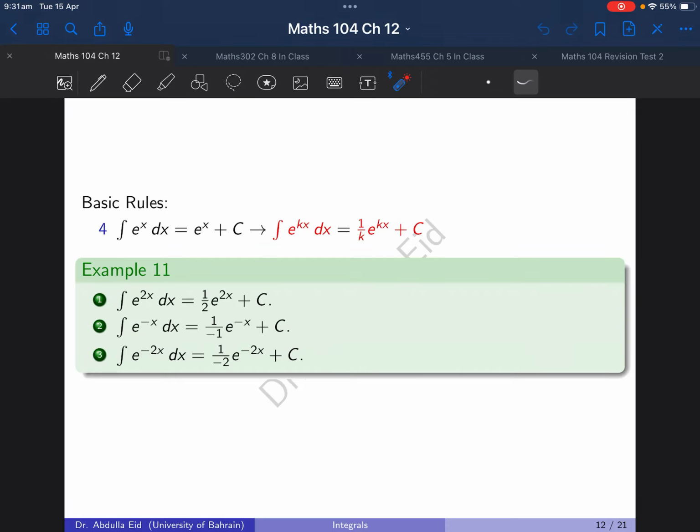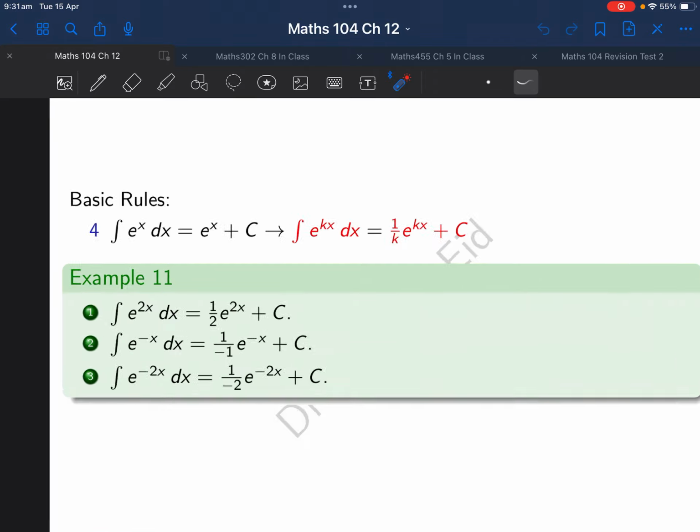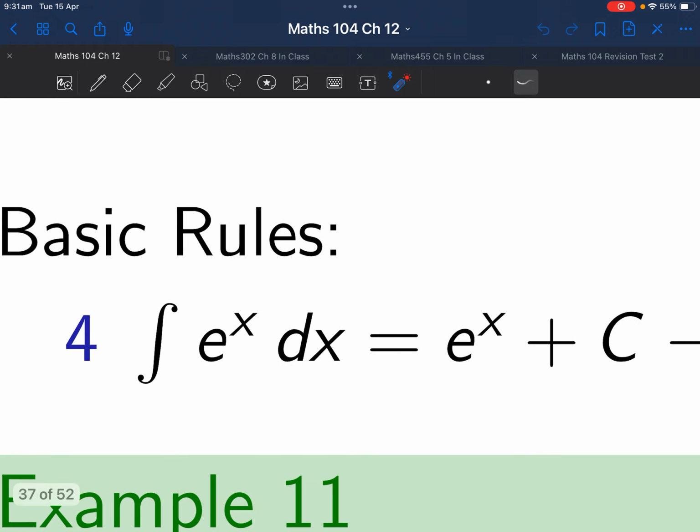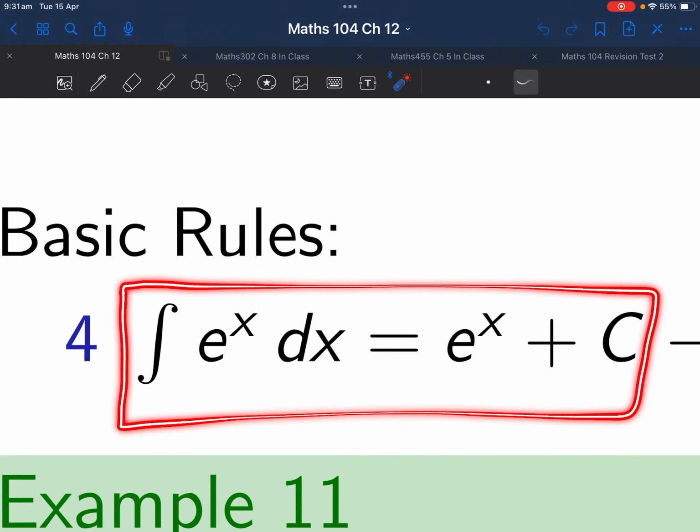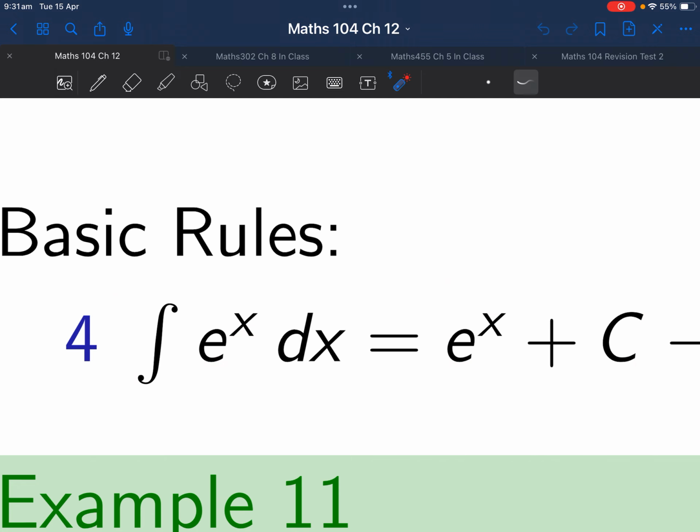Here we will go over some of the basic rules of the exponential function. So first of all, I would like you to focus on this rule here, which is the basic rule of how we find the integral of e power x, which is directly e power x. The reason why: remember, the derivative of e^x will give you back e^x. Now, this rule can be modified a little bit.